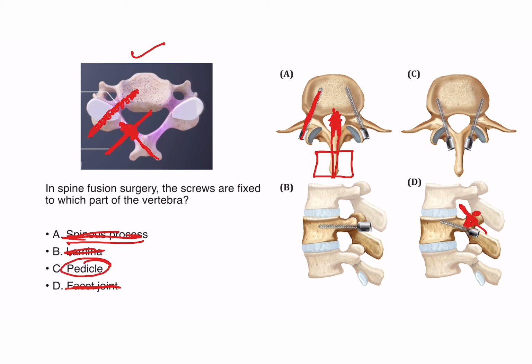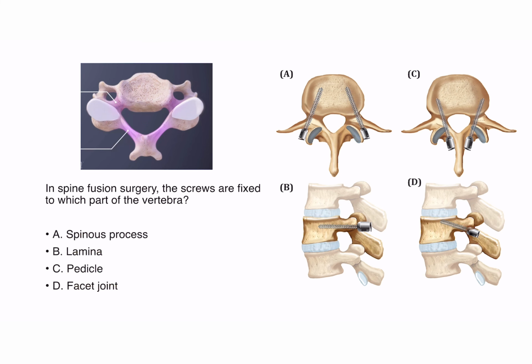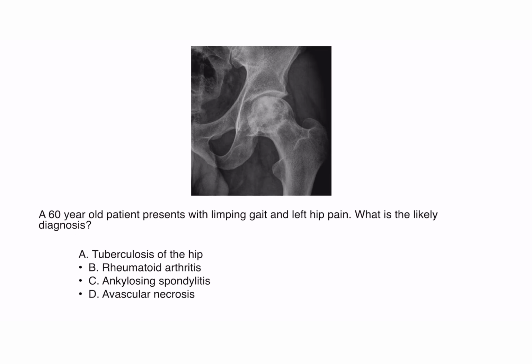So do you remember when we were discussing the winking owl appearance in a metastatic spine? The vertebra would look like that, and there would be two eyes, and one eye would be missing in case of metastasis. Do you remember? Those two eyes are actually indicating the pedicles of the vertebra. So where would you put the screw? In the pedicle. It should go through the pedicle and fix into the vertebral body, and that is the best trajectory in order to stabilize the spine.